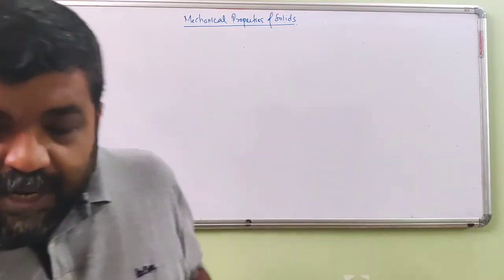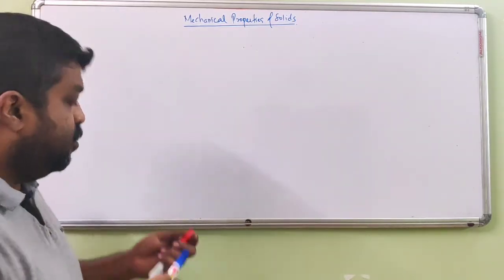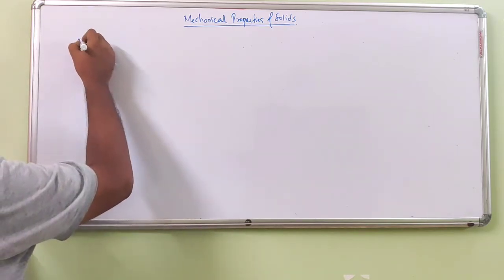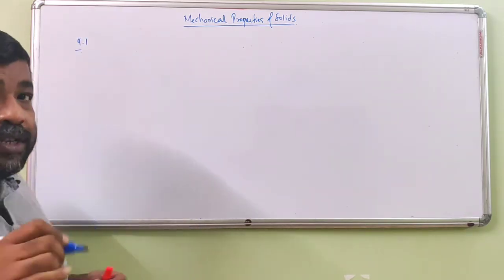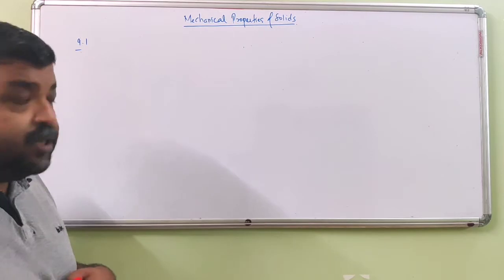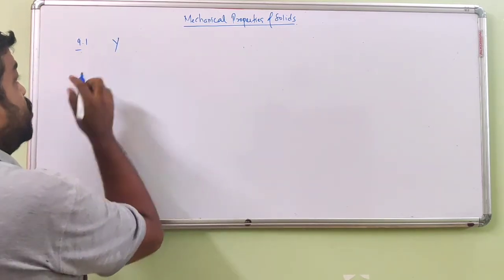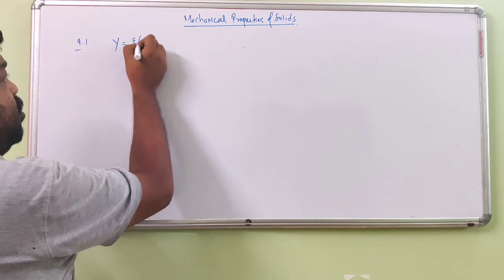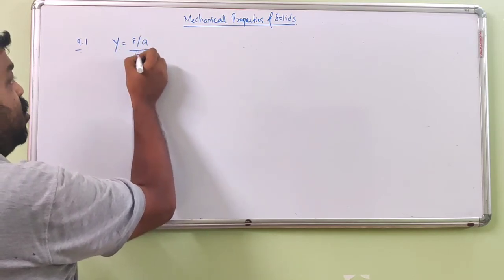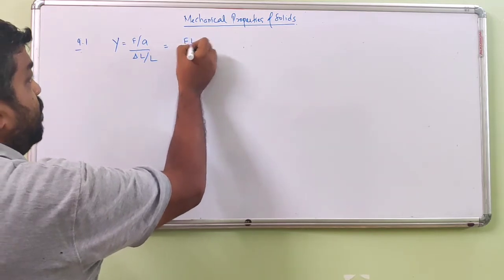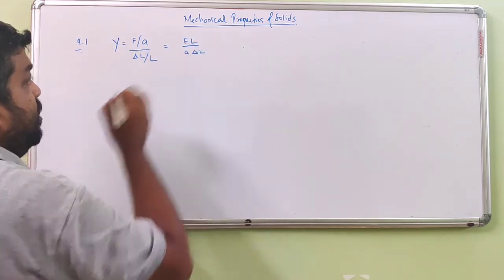Now basically this is a simple, direct formula question, but even then, how to approach question number 9.1? See, to solve such a question we need to know the formula. That is the foremost requirement. So Young's modulus is longitudinal stress by longitudinal strain, which is equal to FL by A delta L.